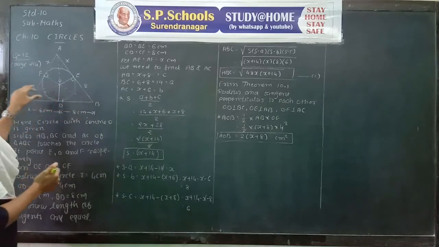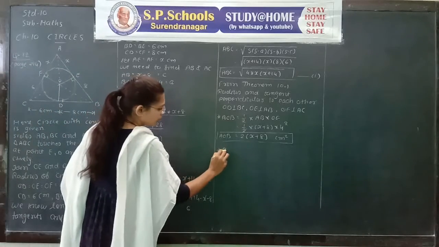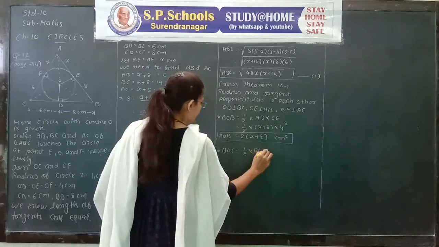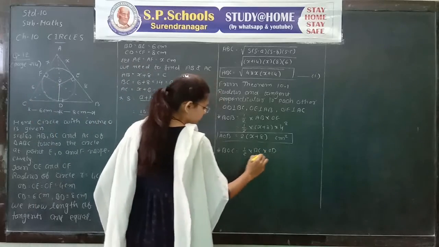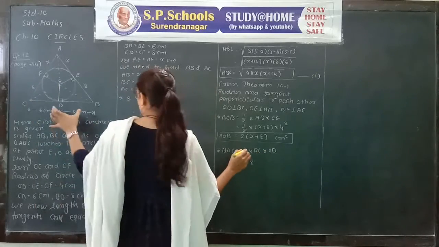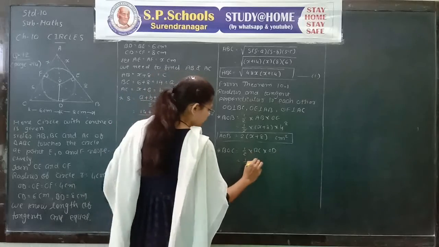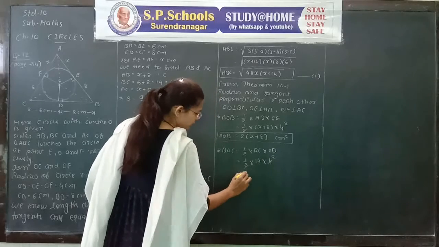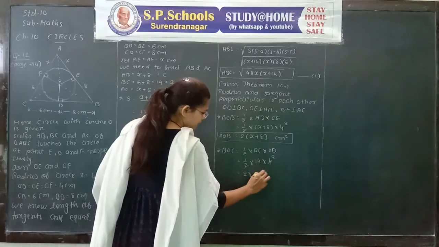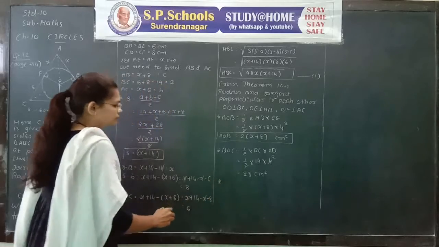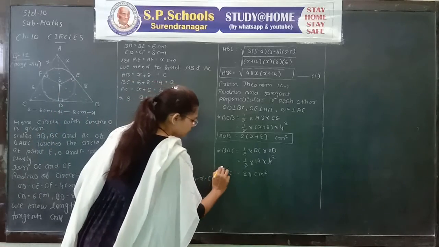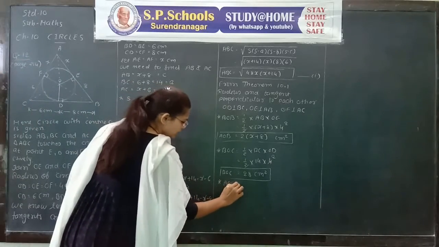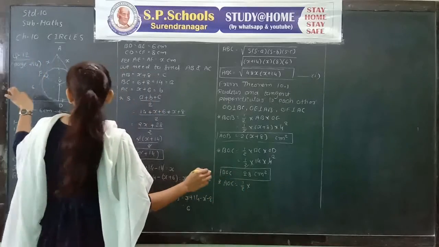Now find the area of BOC. BOC is equal to 1/2 into base BC into height OD. 1/2 into base BC, which is 14, and height OD is 4. 2 2s are 4. 4 7s are 28 centimeter square. It is the area of BOC. Next is AOC. AOC is equal to 1/2 into base AC into height OF.